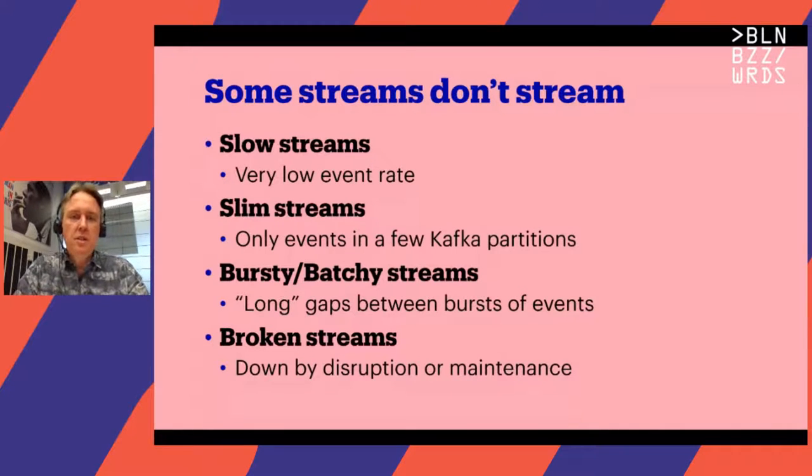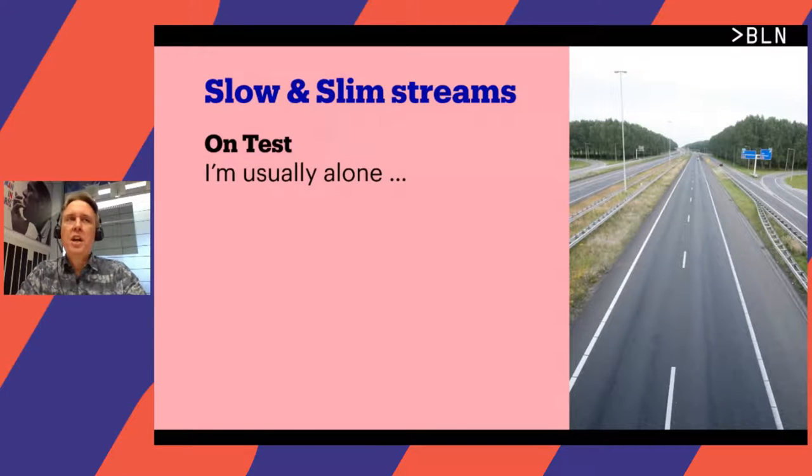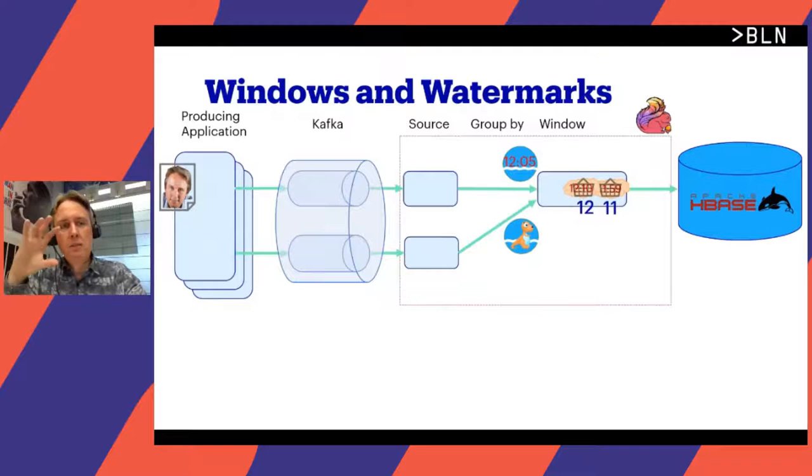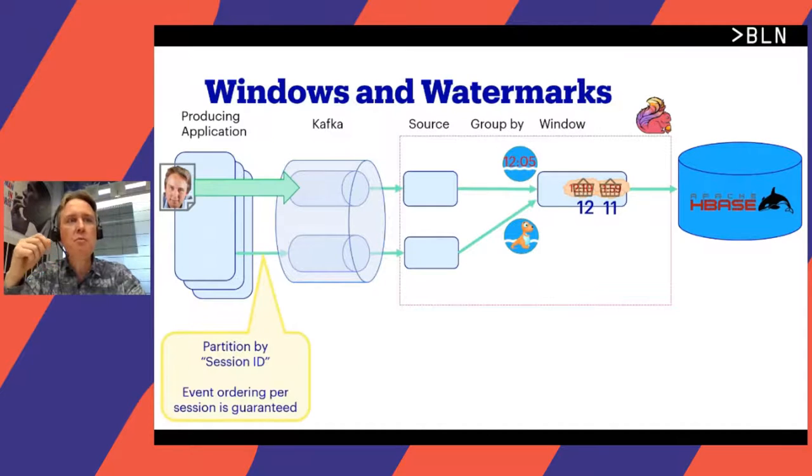So let's look at some examples of this. I have encountered a combination of slow and slim streams on our test environment. So let's get back to our example application. I'm on the test environment and I'm clicking on our website. So I'm producing some events that are stored in windows and the watermarks arrive. And if you look back also to my other talk, what you see is that we have said we are doing a partition by session ID.